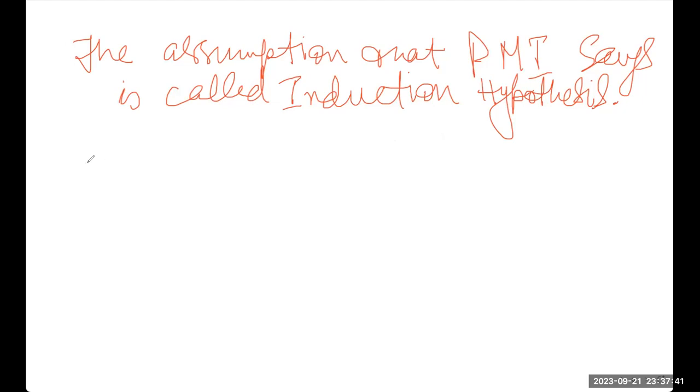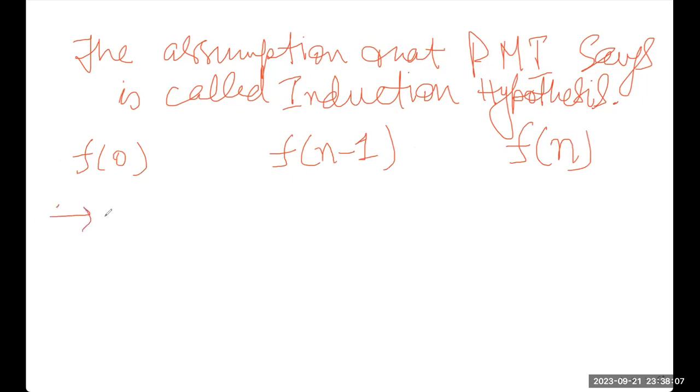Now, three things I am going to conclude for you, all those things that we have discussed. f of 0, let's say this is, and this is f of n minus 1, and this is f of n. So what you have to remember: whenever you are going to solve any recursion question with the help of PMI, you have to take care of three things.